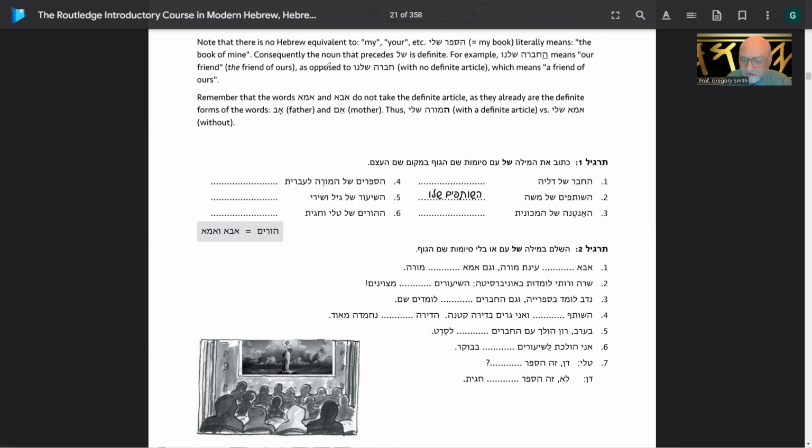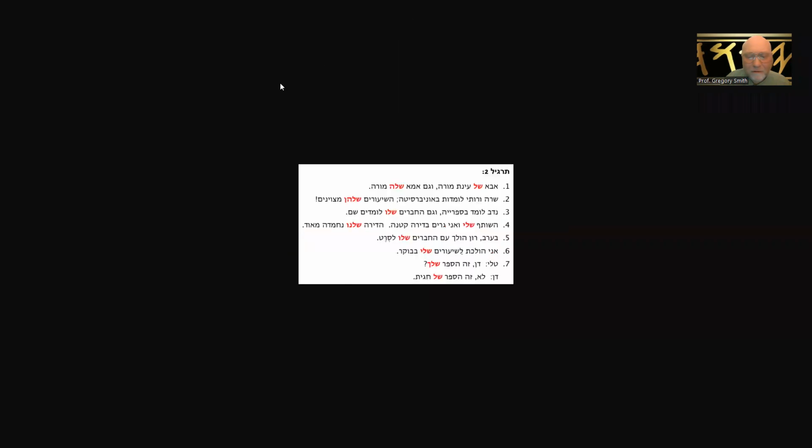Dan, this book. But why would she say, Dan, this book belongs to me? I mean, she wouldn't, she would know if it belongs to her. It's got to be shelcha. Does this book belong to you? Yeah, there it is. Tali says, Dan, ze hasefer shelcha, is this your book?